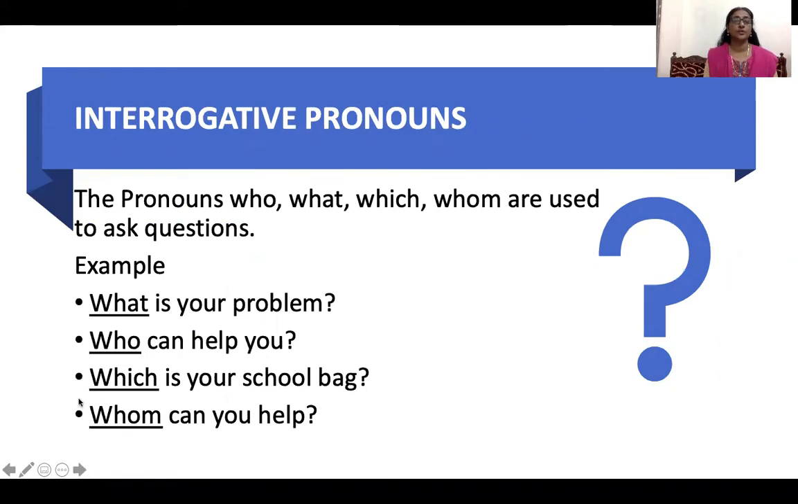What are interrogative pronouns? The pronouns who, what, which, and whom are used to ask questions. These are called interrogative pronouns. For example, what is your problem? Who can help you? Which is your school bag? Whom can you help? What are the interrogative pronouns here? What, who, which, and whom. They are all interrogative pronouns.